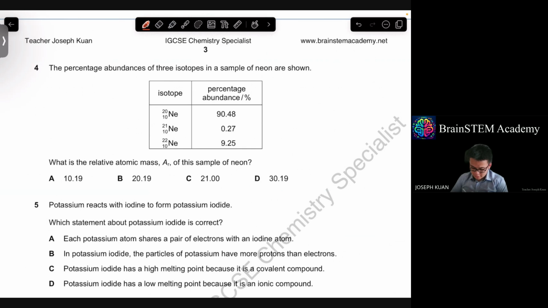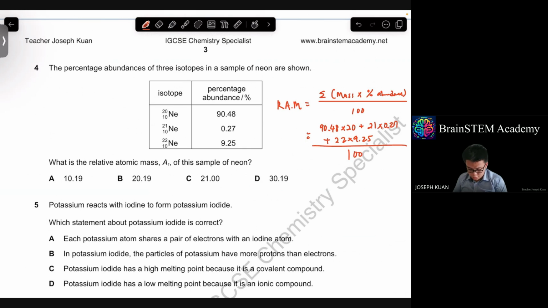The percentage abundances of 3 isotopes in a sample of neon are shown. What is the relative atomic mass of the sample? So to find out the relative atomic mass, you have to sum up the mass times the percentage abundance out of total abundance, which is just 100. So you can do that by taking 90.48 times 20 plus 21 times 0.27 plus 22 multiplied by 9.25, then divide everything by 100.